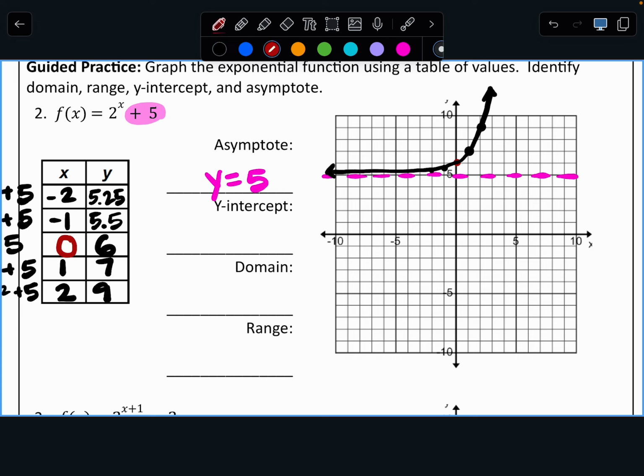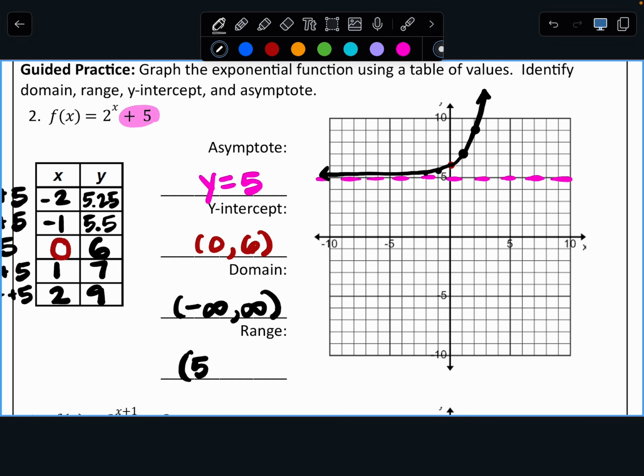All right, so my y-intercept was 0, 6. The domain is -infinity, infinity. And my range would be 5, infinity.